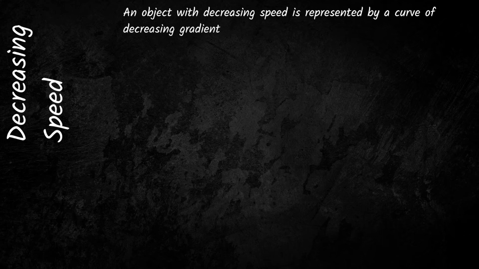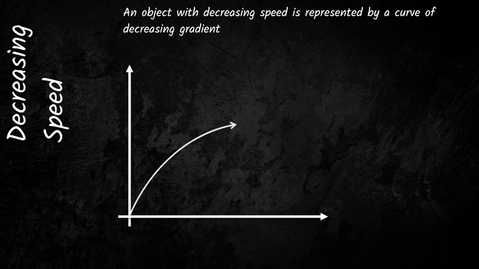On the other hand, we have an object with decreasing speed. Now, of course, for increasing speed, it was curving upwards. So for decreasing speed, it will be curving downwards with a decreasing gradient. So your graph should look something like this.